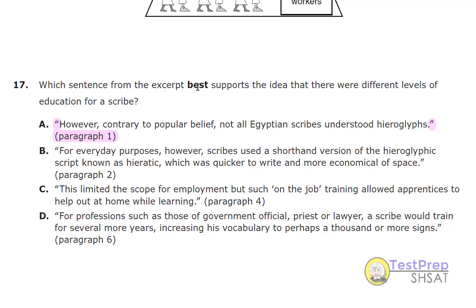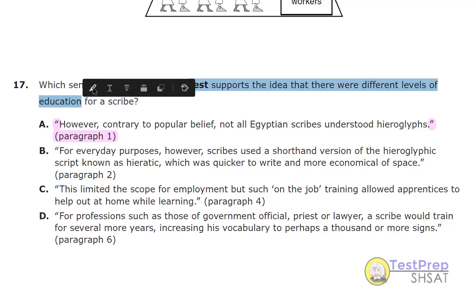Which sentence from the excerpt best supports the idea that there were different levels of education for a scribe? So the key here is different levels of education for a scribe. That's what I need to find in the answers.